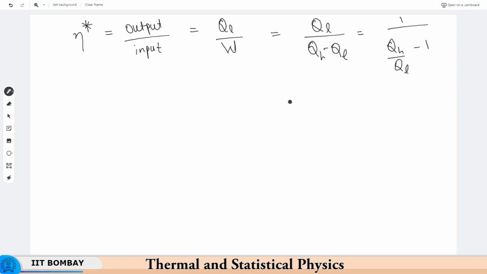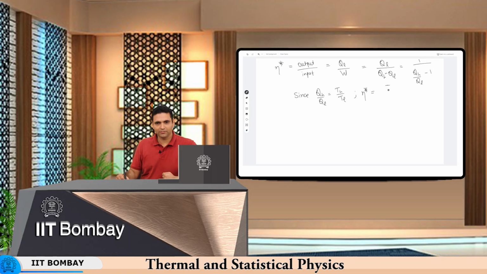And since this is still a Carnot engine just running backwards, the previous results still remain true. Since QH by QL is still equal to TH by TL, if I substitute it here, eta star becomes TL divided by TH minus TL.